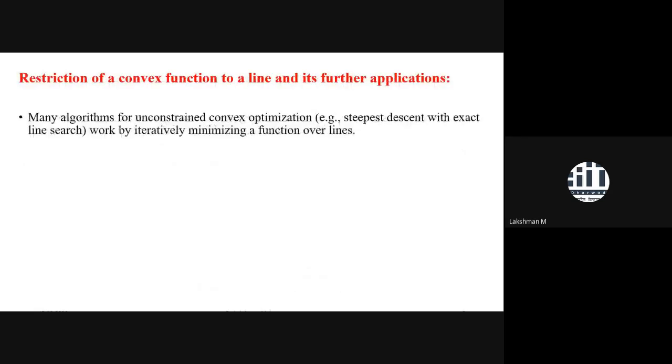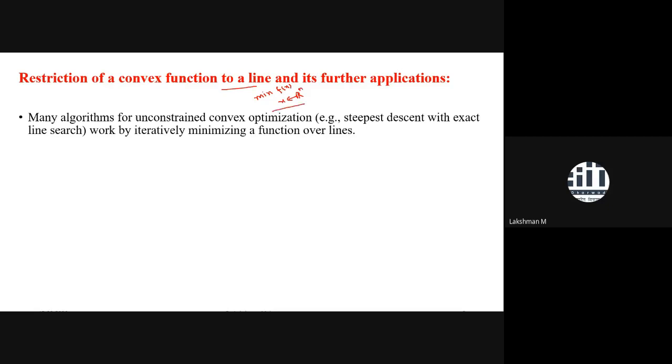So what are the benefits of restriction to a line? I will talk about the benefits. Due to restriction to a line, what will happen? Many algorithms exist for unconstrained optimization problems, convex optimization problems. That means we just minimize a function over the full domain. There is no constraint. We don't put a domain on the function; we simply minimize the function over the complete Rn. Here the domain of the function is defined throughout Rn. This kind of problem we call an unconstrained problem.